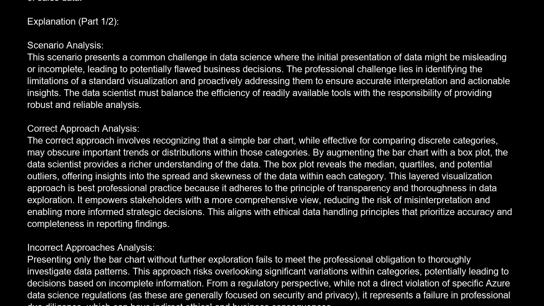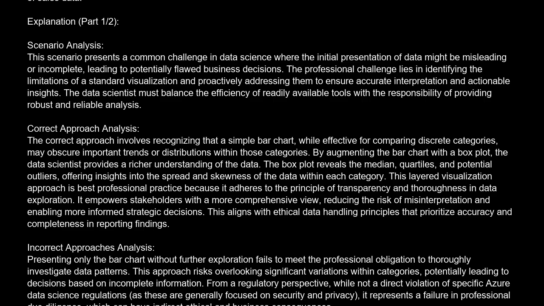The correct answer is C. Augment the existing bar chart with a box plot for each region to illustrate the distribution, median, and potential outliers of sales data. Explanation. Scenario analysis. This scenario presents a common challenge in data science where the initial presentation of data might be misleading or incomplete, leading to potentially flawed business decisions.